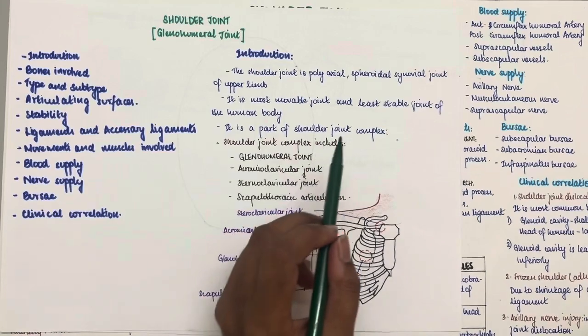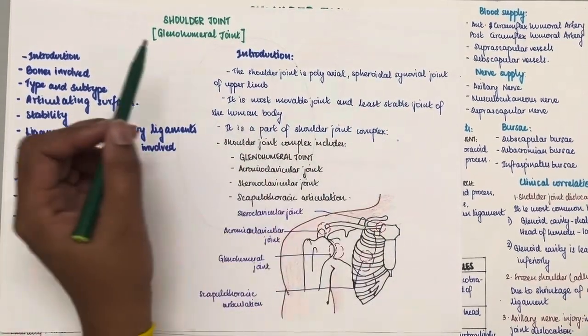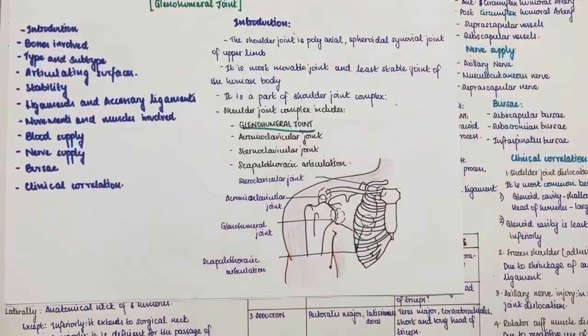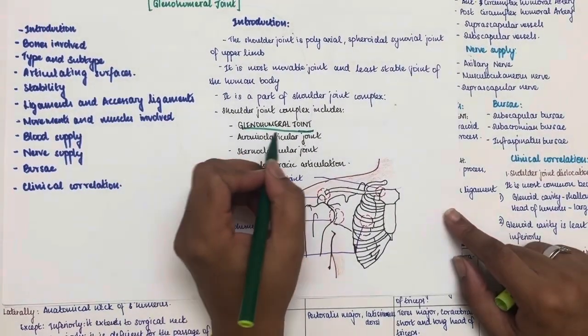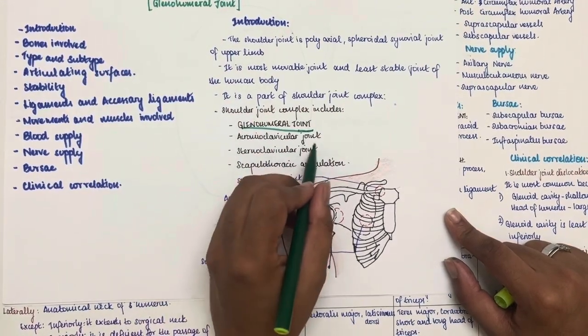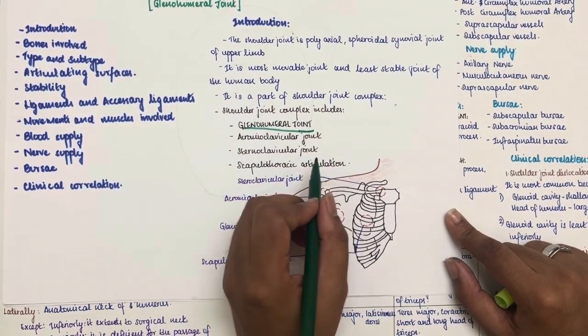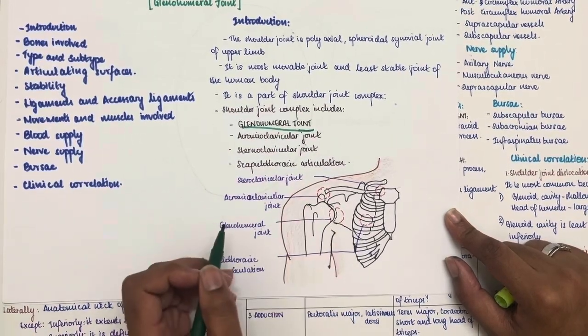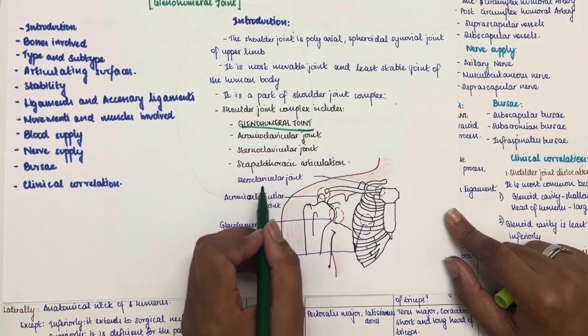It is a part of the shoulder joint complex. The glenohumeral joint is a part of the shoulder joint complex. The shoulder joint complex involves the glenohumeral joint, that is the shoulder joint, the acromioclavicular joint, the sternoclavicular joint, and scapulothoracic articulation. So here is the sternoclavicular joint.